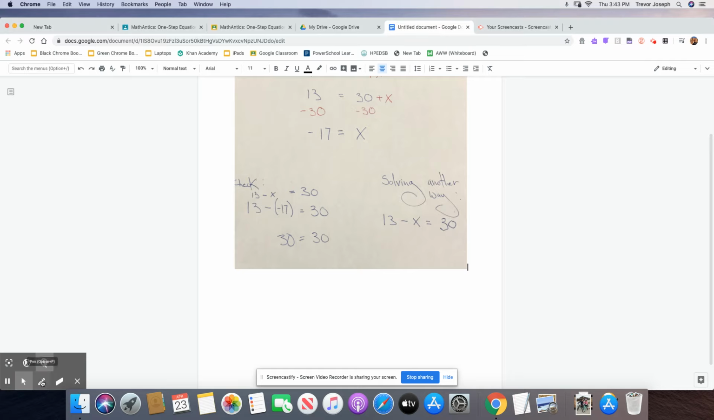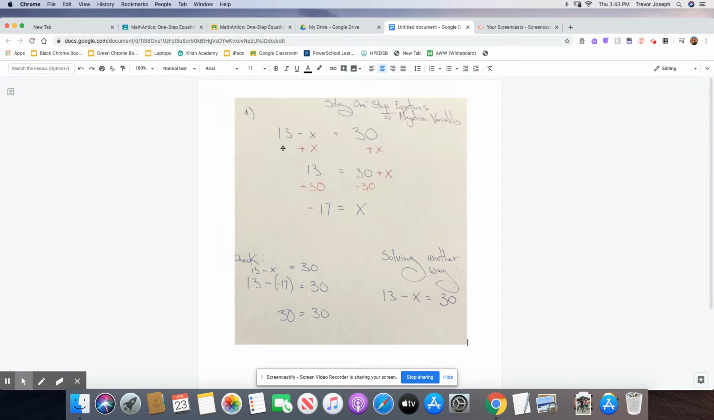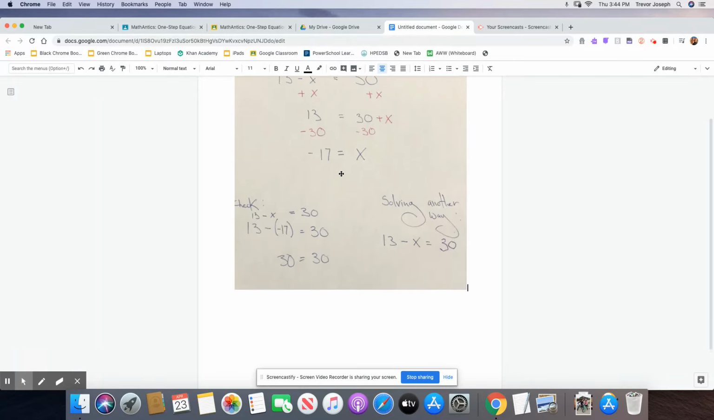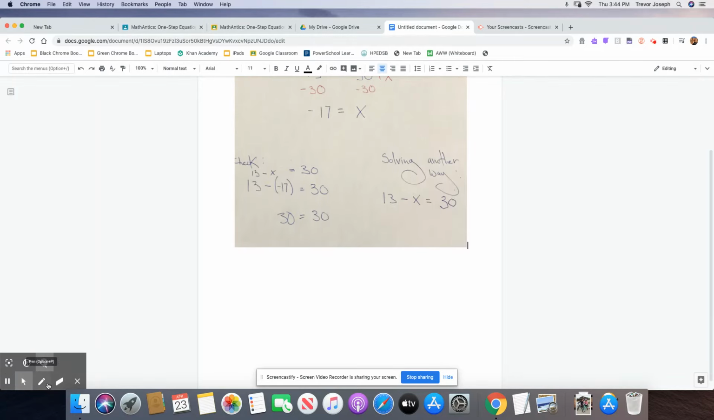All right. So for part two of this question, this is question D, we are going to look at how to solve that equation. It should go down, shouldn't I? So that you can actually see it. The equation was 13 take away x equals 30. But what we're going to do is learn a new way how to solve it.